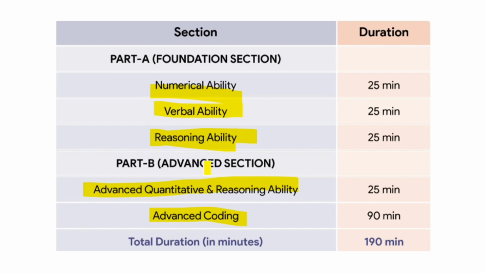In advanced coding, you will have two coding questions. They may be asked based on linked lists, trees, graphs, or dynamic programming concepts, recursion, and also backtracking. These concepts are very common in TCS NQT exams.